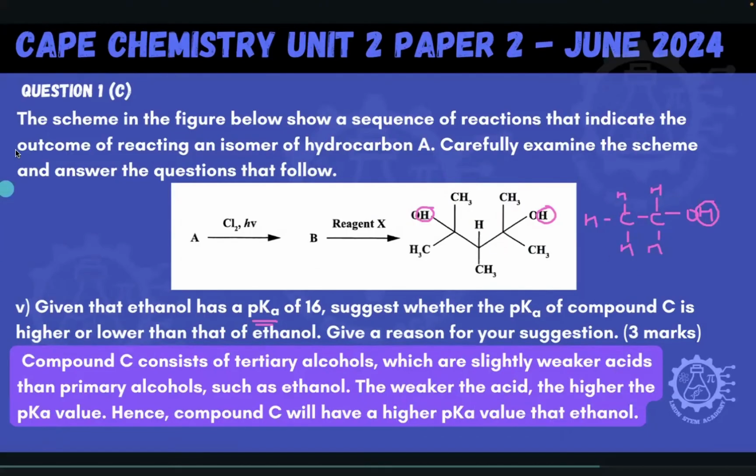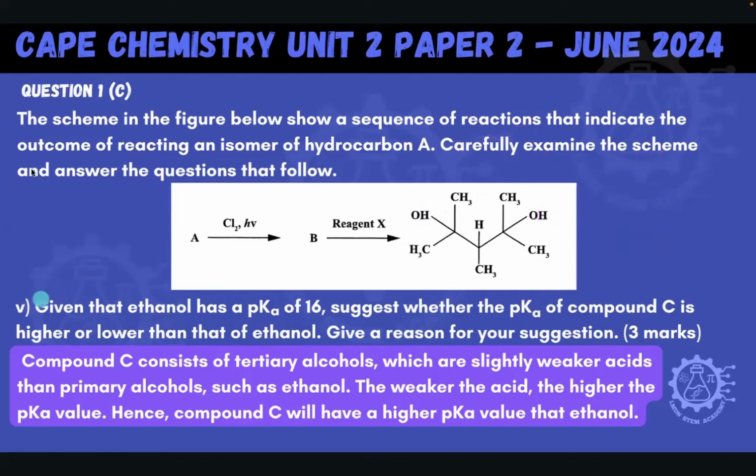Okay, so we can imagine that this one would have a pKa just slightly higher. So if this is 16 for the pKa, this one could potentially be something like 16.5, slightly higher, or maybe even 17. But it's higher because it's a weaker acid. Remember, the lower the pKa, the stronger the acid. And so this will be weaker because of the tertiary carbons to which the OH is attached. Okay, so that's our answer here for 3 marks. And so let's go ahead, see what else is being asked.